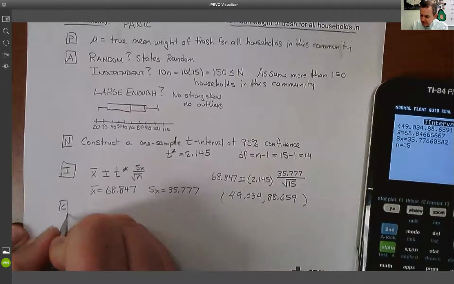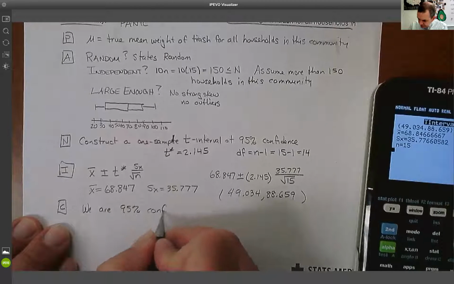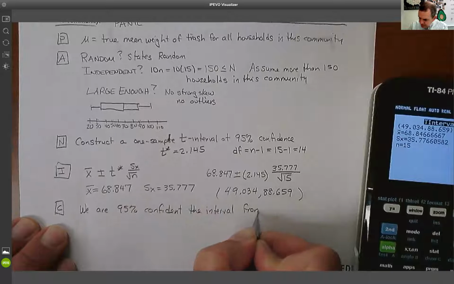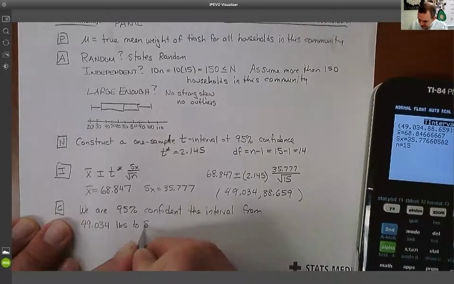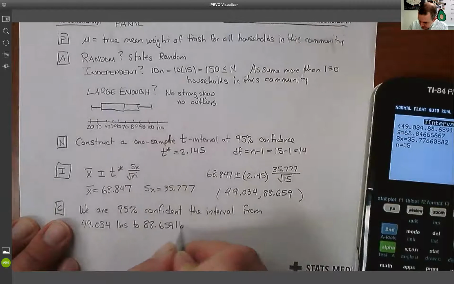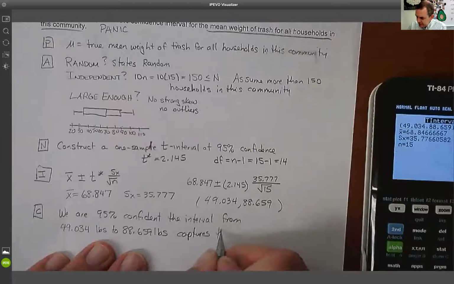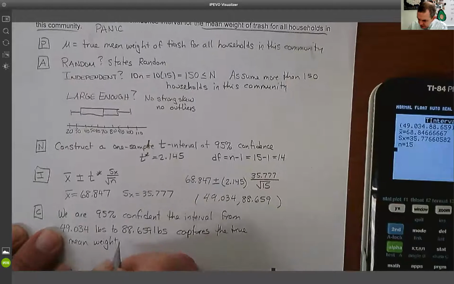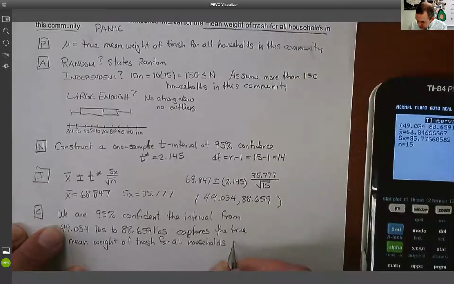So our final step, that's C. We are 95% confident the interval from 49.034 pounds to 88.659 pounds captures, and I'm going to go right back to that stem, the true mean weight of trash for all households in this community.